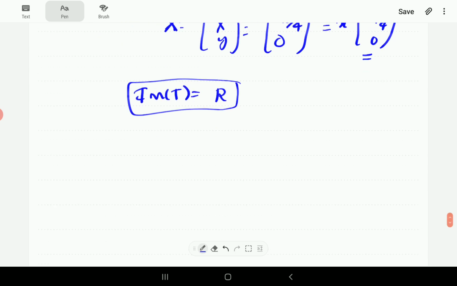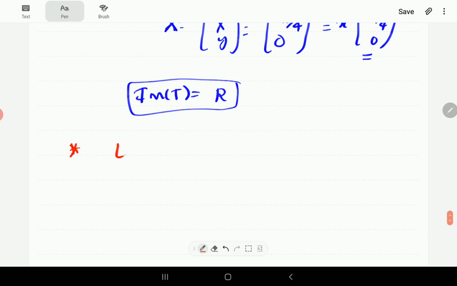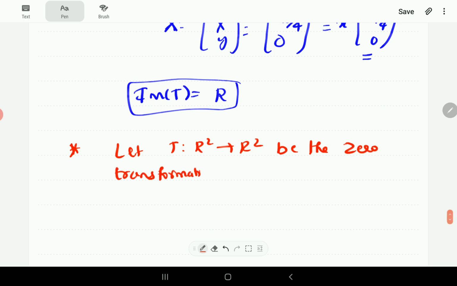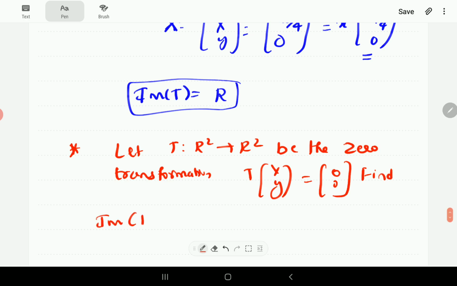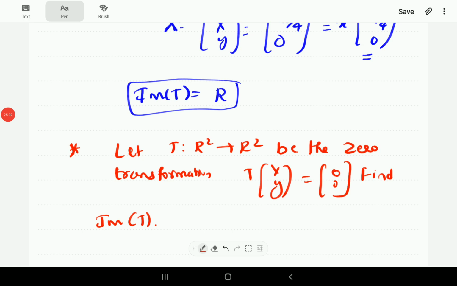Let me give you some examples. You can practice them and post the answers in the comments. Let T be a transformation from R2 to R2 be the zero transformation, that is T of (x, y) equal to (0, 0). Then find the image of T. This is the example for you. Please solve this and let me know the answer in the comments.